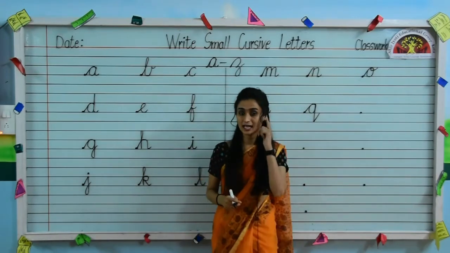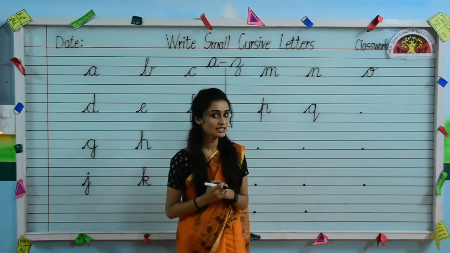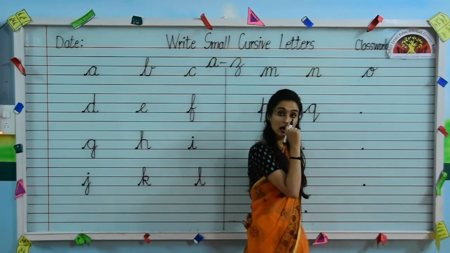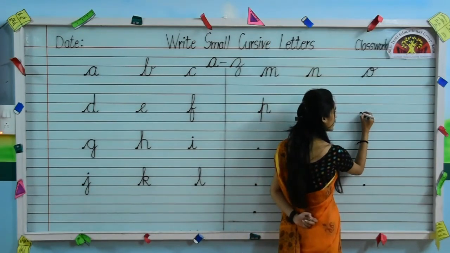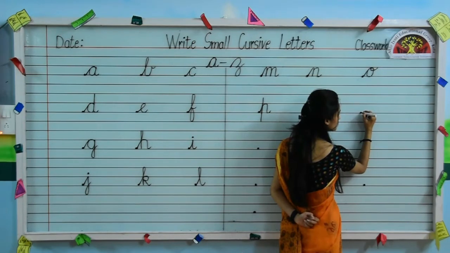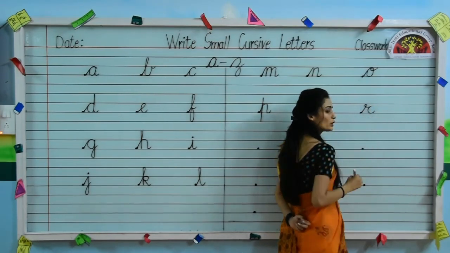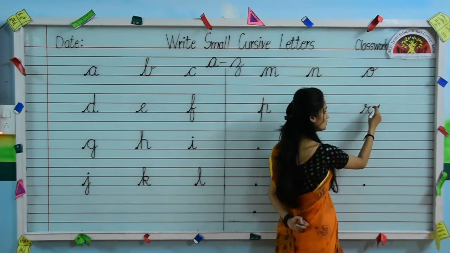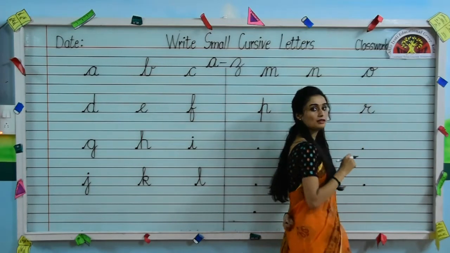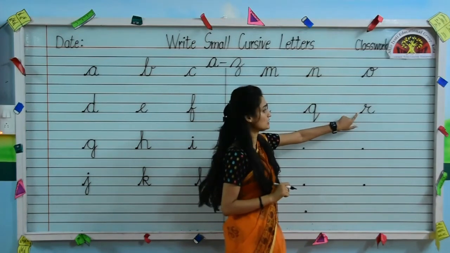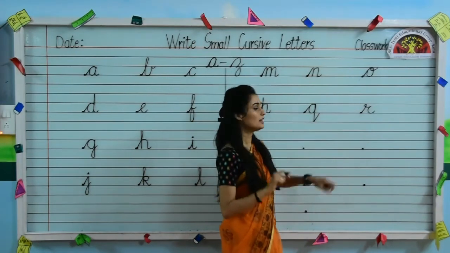Now think and tell me fast, which is the next letter? Yes. After Q, the next letter is R. So put your pencil on this dot and slanting line, make a loop, go out, then a small curve. Okay? Slanting line, make a loop, then go out and a small curve. This way you have to write your letter R.